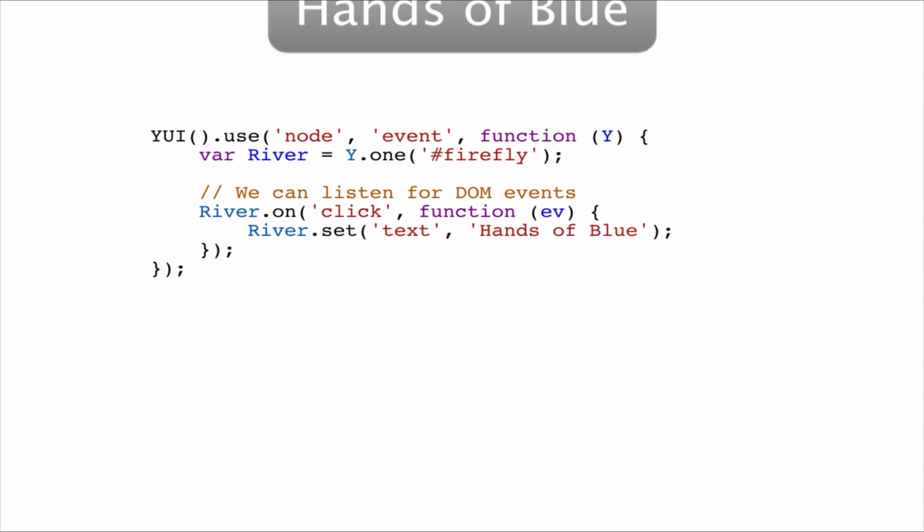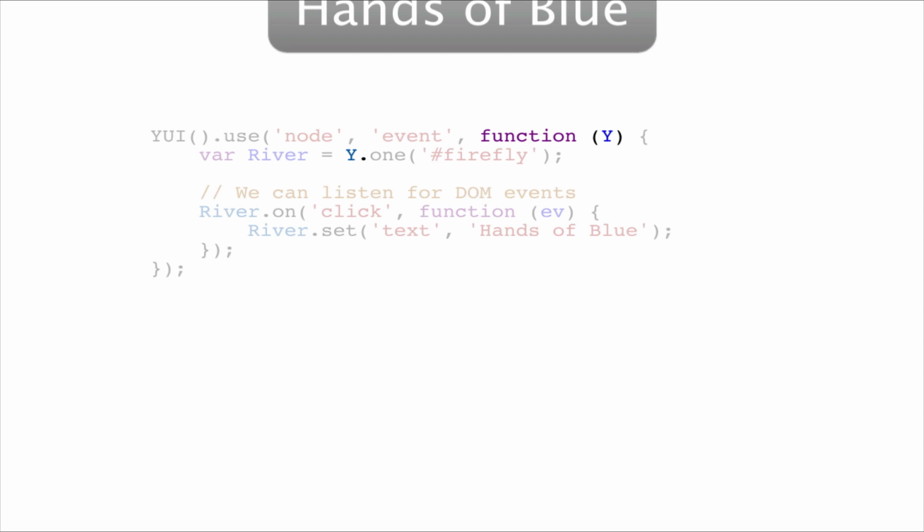So taking a look, passing two strings, node and event, and then one function, which is our callback function. The callback function has a single argument. In our case, we call it y. You don't have to call it y, you can call it anything you want to. But for convention's sake, you'll see y very often.